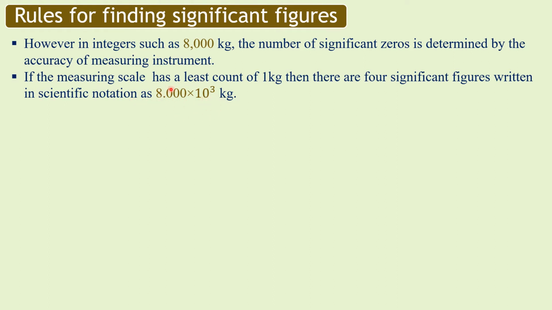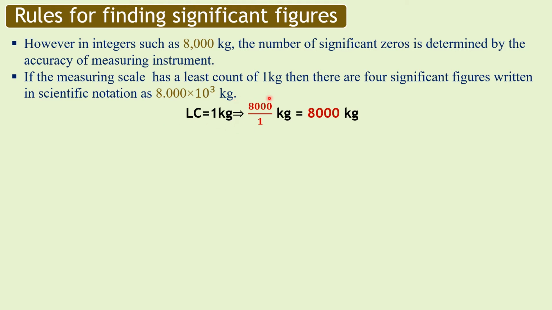8.000 exponent 3 kg. In 8.000, zeros are to the right of decimal and appear after 8, which is a non-zero digit. So these zeros are counted as significant figures. So including 8 and these triple zeros, we have 4 significant figures. We can understand it with the help of this mathematical expression.